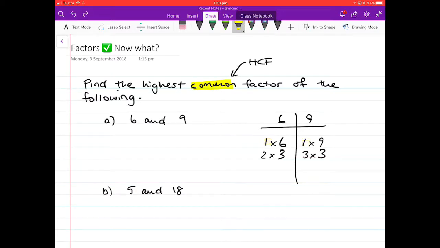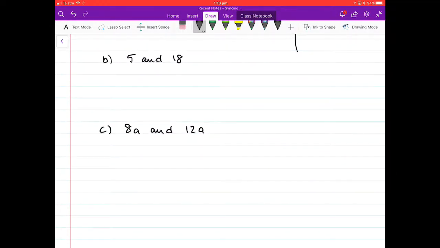That's easy to see. But if we look in that next row, we've got 3s, which are common. So that's higher than the pair of 1s. Therefore, my highest common factor for 6 and 9 equals 3. All right. Moving now to the next one. Get through these nice and quickly.